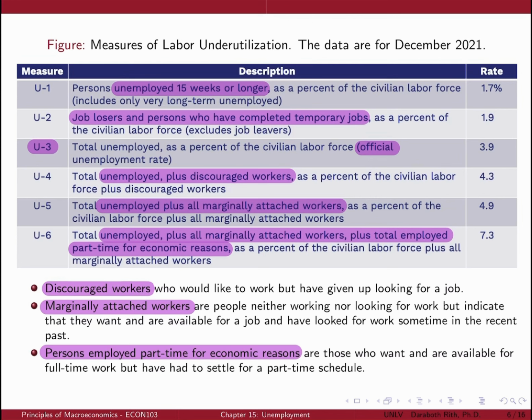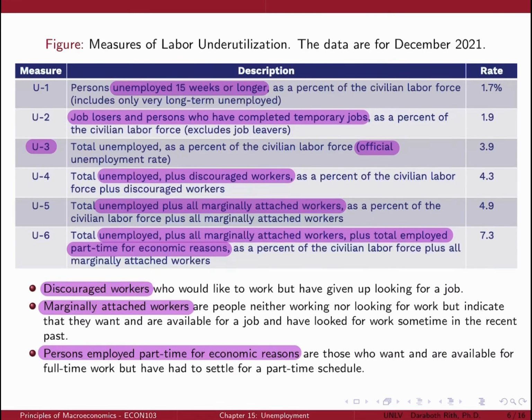U1, that is persons unemployed 15 weeks or longer as a percent of the civilian labor force, includes only the very long-term unemployed. U2, that is job losers and persons who have completed temporary jobs as a percent of the civilian labor force, excludes job leavers. U3, that is total unemployed as a percent of the civilian labor force, is the official unemployment rate.